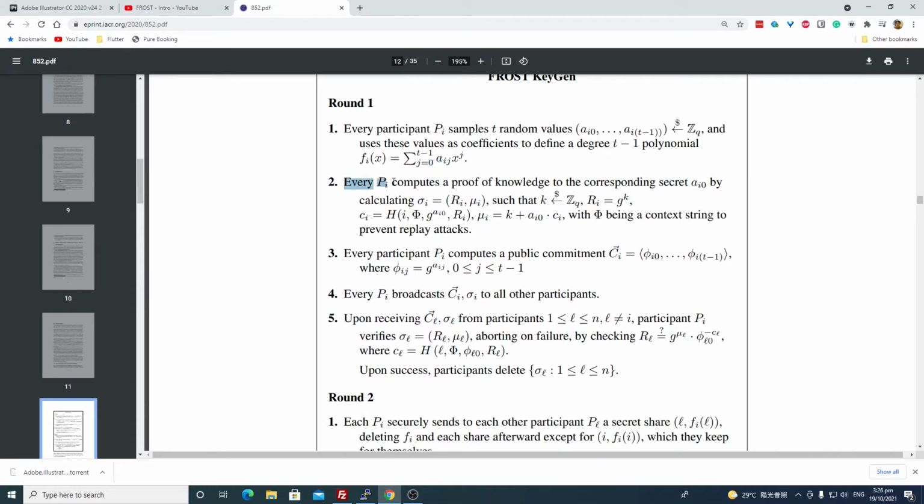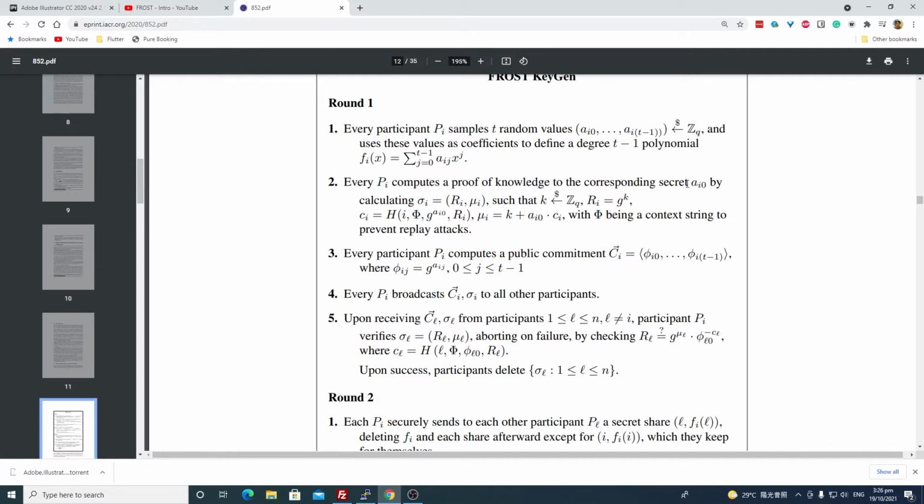So now every Pi computes a proof of knowledge for the corresponding secret ai0. So the secret is your first term. And I'm going to guess that the rest of the terms will be for computing the shares. The fact that you have t random values seems to indicate that we are going to use Shamir secret sharing.